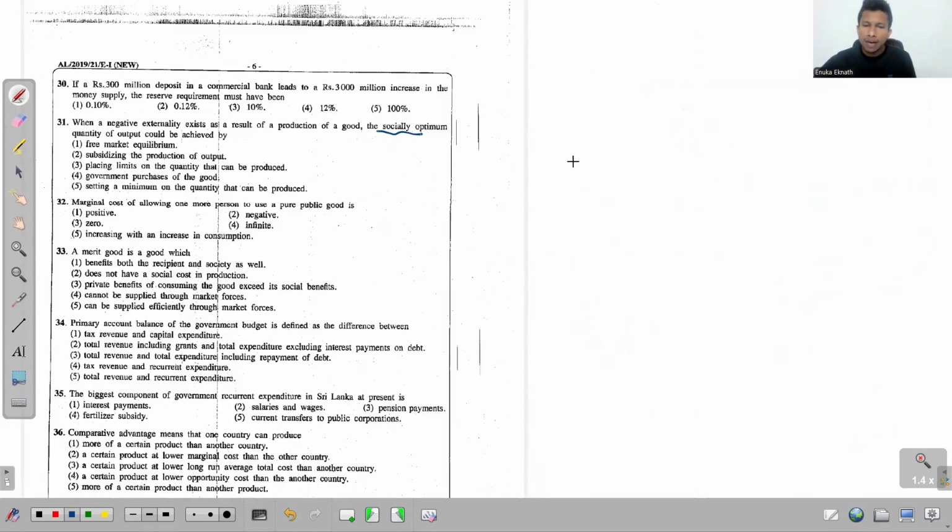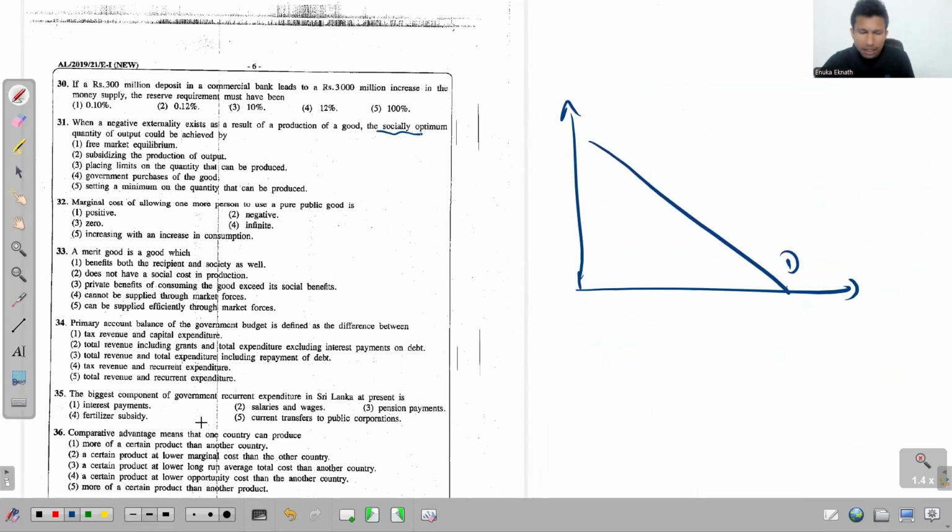Right, look at this one. When there are negative externalities in the production, this is the demand curve. Let's say this is the demand curve based on, let's say, marginal private benefits. And let's say that this is the supply curve based on marginal private cost, right?